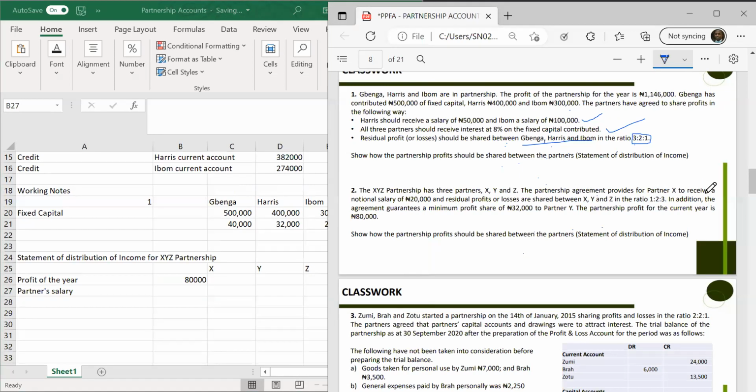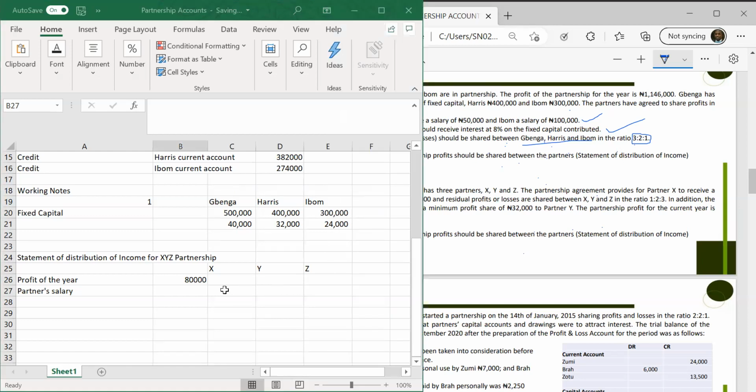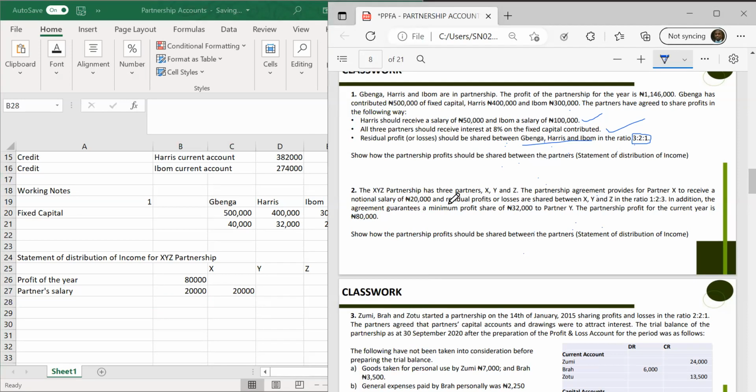20,000. Partner X receives a notional salary of 20,000. So it's only X that will get 20,000, right? Or is there another person that collects salary? So we are going to adjust that one here. Summation of everything here, 20,000. So what is next?